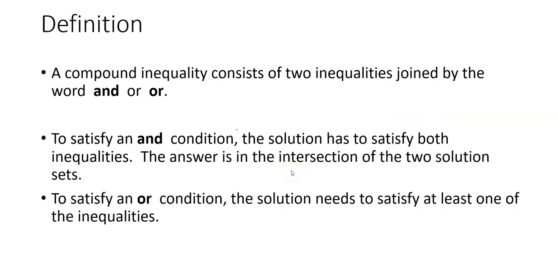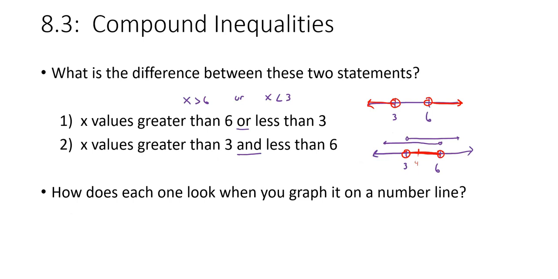Right? So we graphed each one on a number line to see what it looks like. We call these things compound inequalities because they're two inequalities, right? X is greater than 3 and x is less than 6 has two inequalities, x greater than 3, x less than 6. So to satisfy the and condition, it has to satisfy both inequalities. And that's why if you notice I graphed the two pieces separately and then said where do they overlap? They overlap between the 3 and the 6.